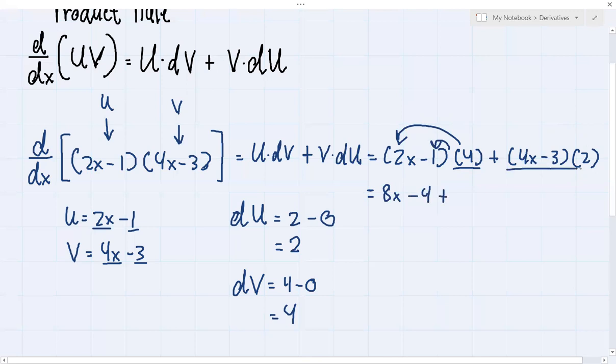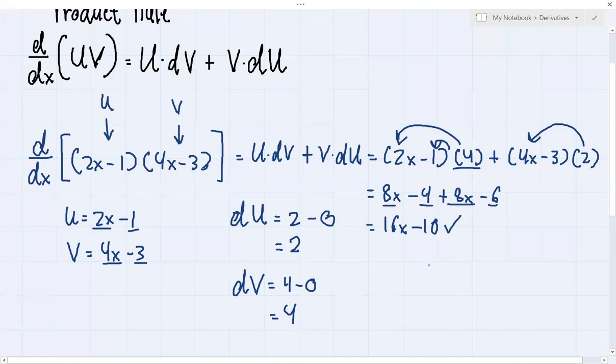Next, dito naman tayo sa second term. So, 2 times 4x, magiging 8x ito. And 2 times negative 3, magiging negative 6. Okay? Ayan. So now, let's combine similar terms. So we have 8x plus 8x, so magiging 16x. Negative 4 minus 6, we have negative 10. And that is your final answer.